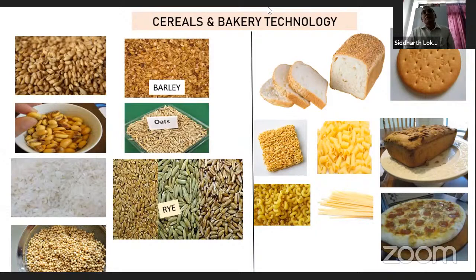Barley is one of them. You can see how the brewery industry has flourished throughout the country due to the availability of this raw material. Then oats, these are very minute cereal grains, but the nutritional part is very big.